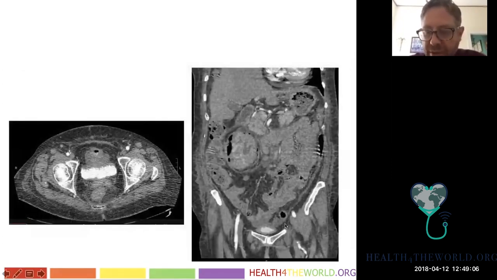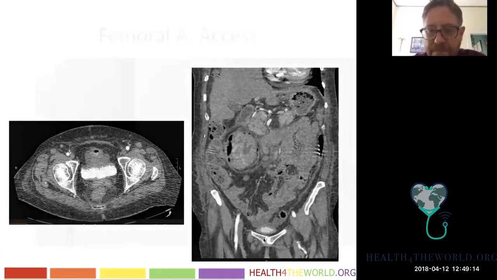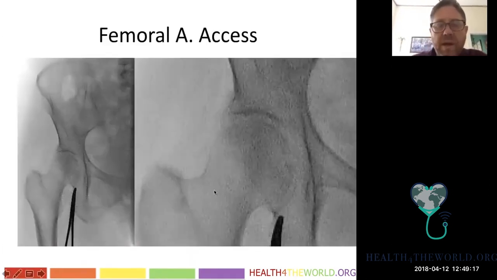Also, there it is right there, coming out. Here's the femoral artery and femoral vein going below the inguinal ligament, which is out of plane. When we puncture the femoral artery, as I mentioned, we don't want to be too high.